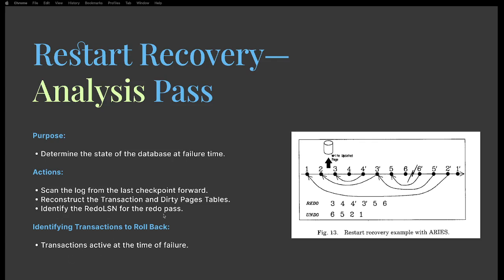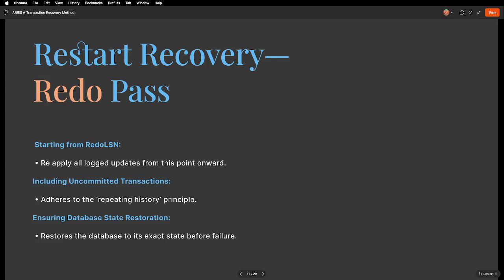So let's go back. Now we go to the redo phase. Restart, recovery, redo phase. In this redo phase, ARIES replays all the logged updates starting from the redo LSN, including those from uncommitted transactions, right? This repeating of history ensures that the database is restored to the exact state it was in before the failure occurred, and it provides a consistent foundation for the undo pass.